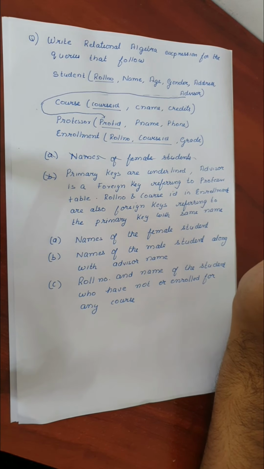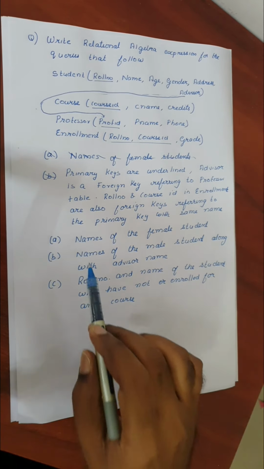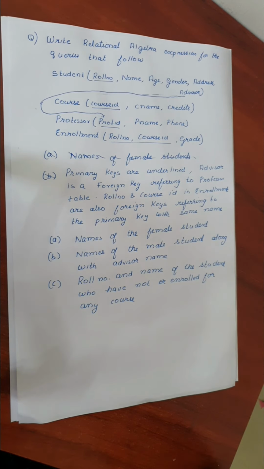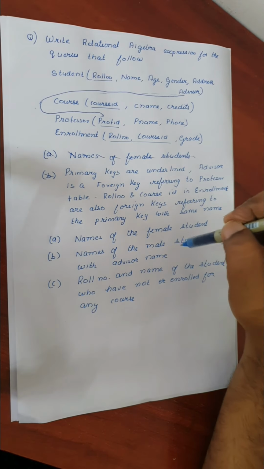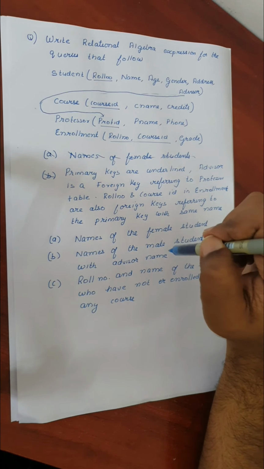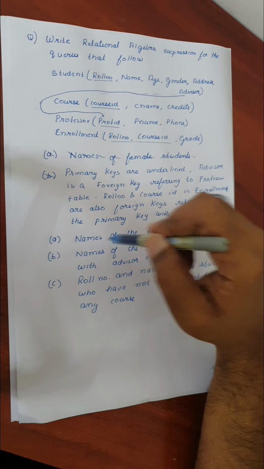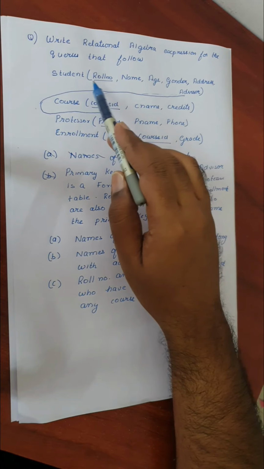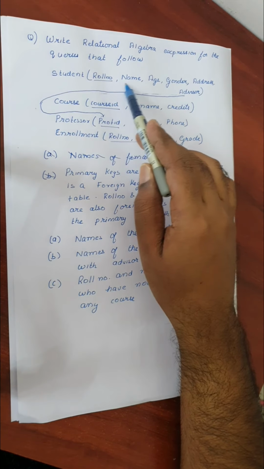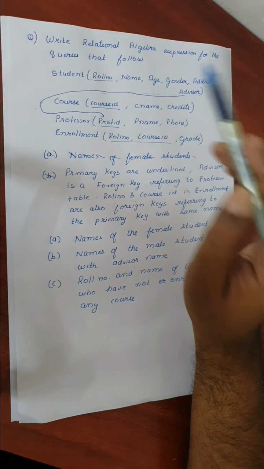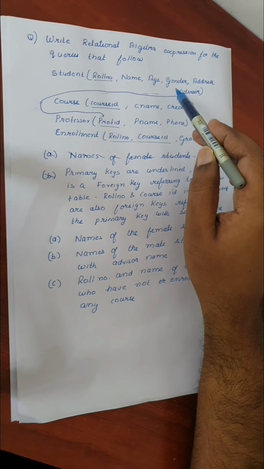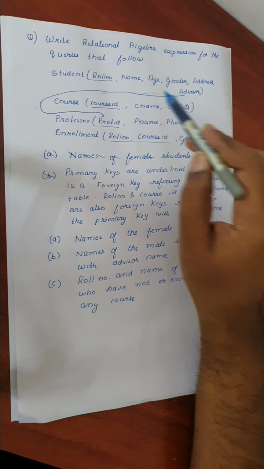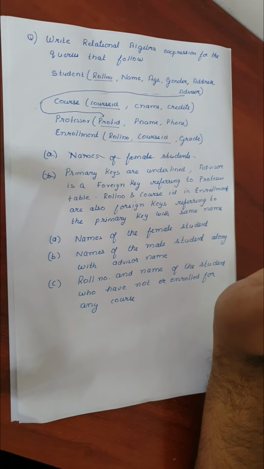Now we can go through the first question. Name of the female student. We want to retrieve the name of the female student. So first we have to see in which table we can see the name of the student as well as the gender of the student. In the student table we have the name of the student, and the gender is also available here. So both these details can be retrieved here.